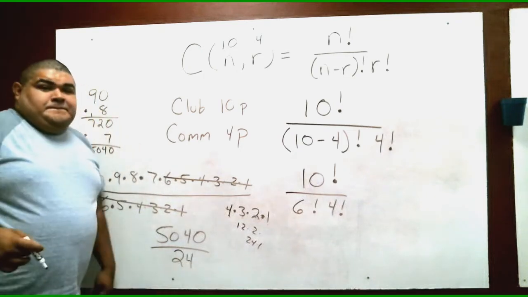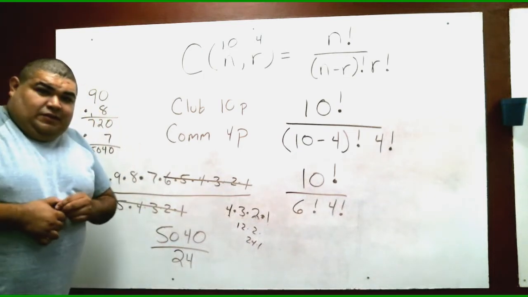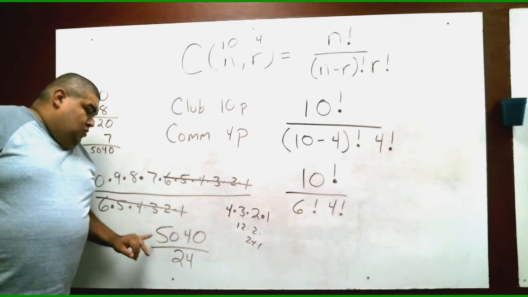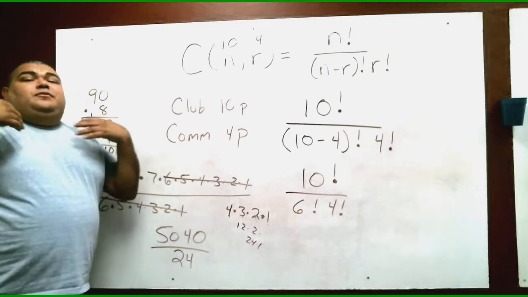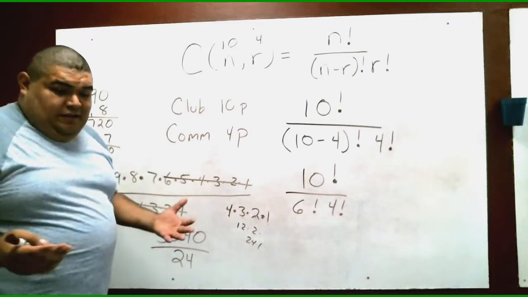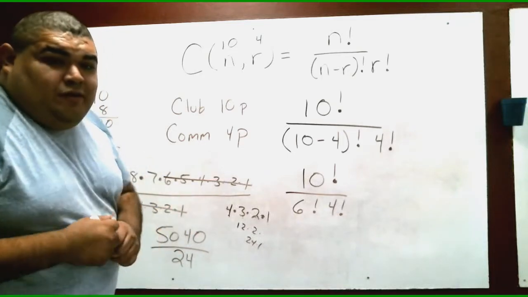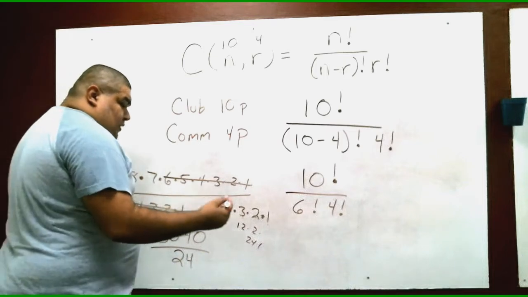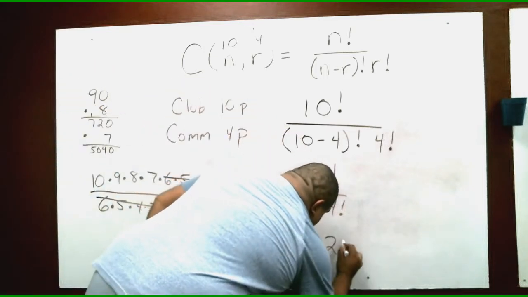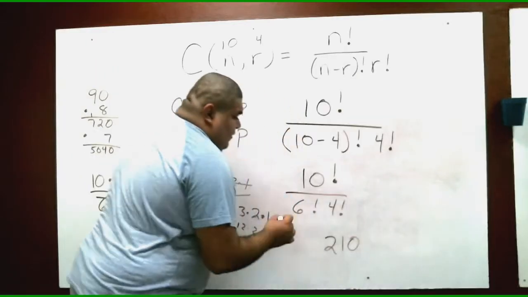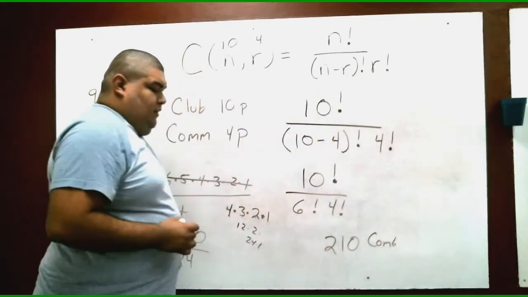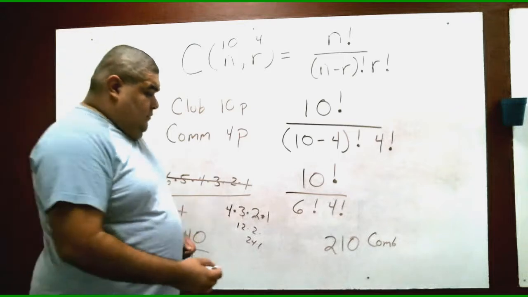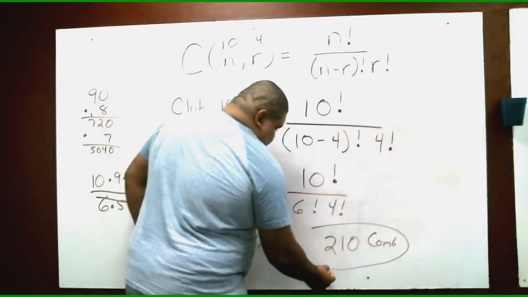If we plug it into a calculator, 24 can go into 5,040. I'm going to skip that step. In the calculator, I already did it. It's 210. So there's 210 combinations. And that is our answer: 210.